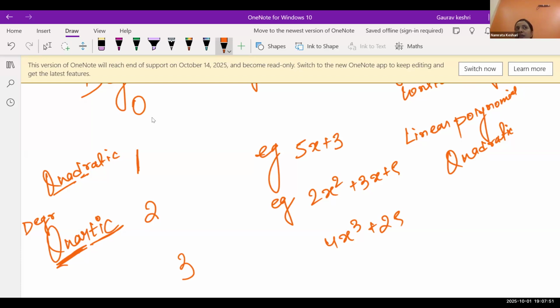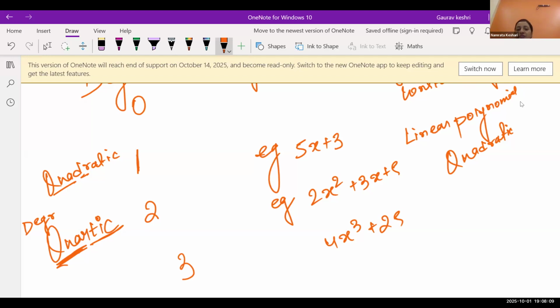Okay, if there is any proper reasoning behind that, from which language it has been taken, I'll let you know from which language it has been taken and what exactly the meaning of that is. Okay.